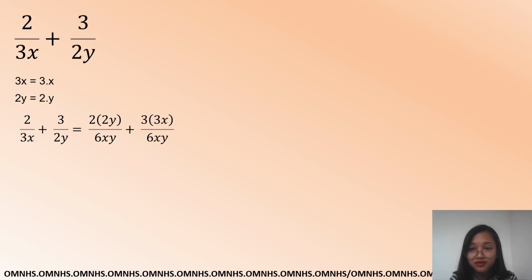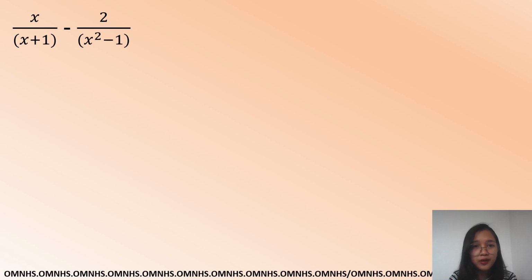Okay, and then we have to perform the operation. So 2 times 2y is 4y all over 6xy. And then 3 times 3x is 9x all over 6xy. And then, since pareha na sila ng denominator, we can now copy the denominator 6xy and add the numerator. So we have 4y plus 9x all over 6xy.